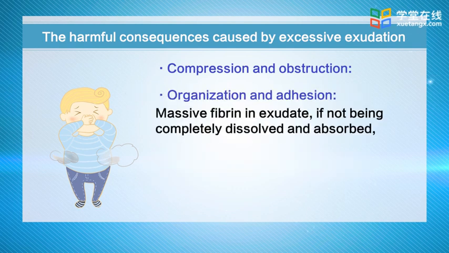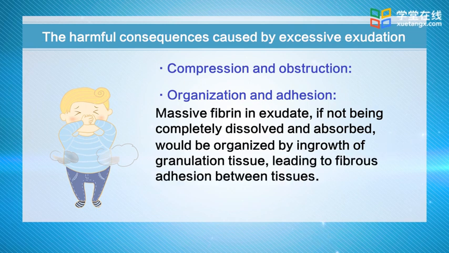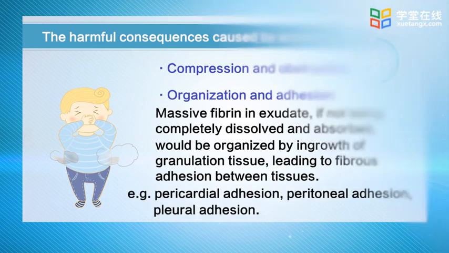Massive fibrin in the exudate, if not completely dissolved and absorbed, would be organized by granulation tissue, leading to fibrous adhesion between tissues. For example, pericardial adhesions.